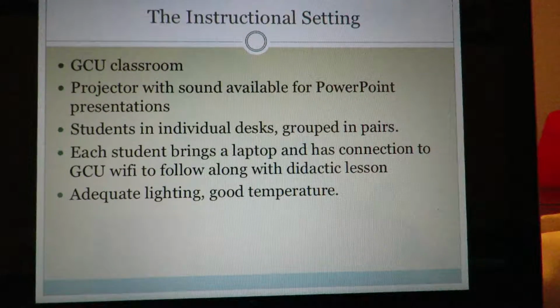Each student brings with them their own laptop and has connection to the GCU Wi-Fi. They bring up the PowerPoint presentations via Blackboard. There is adequate lighting in the room and the temperature is adequate as well.